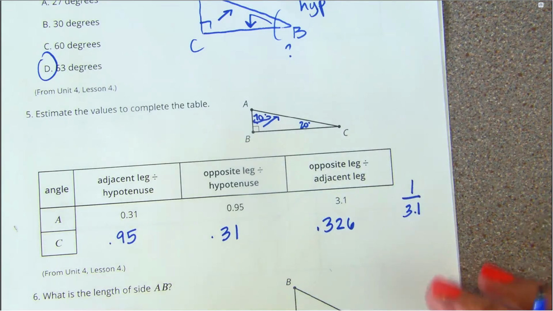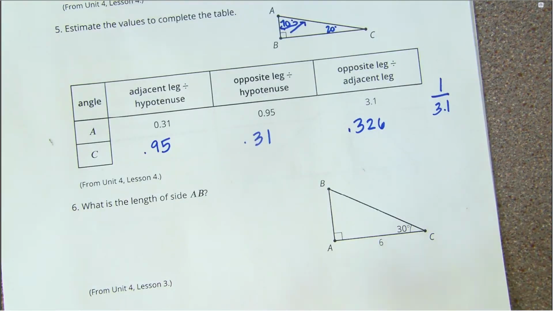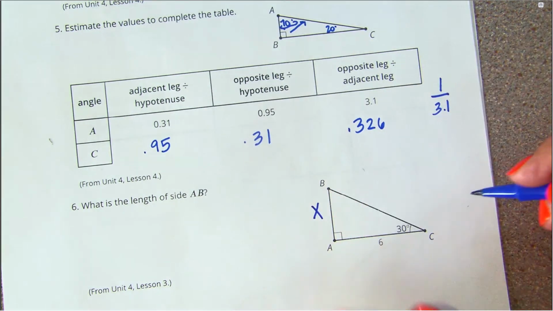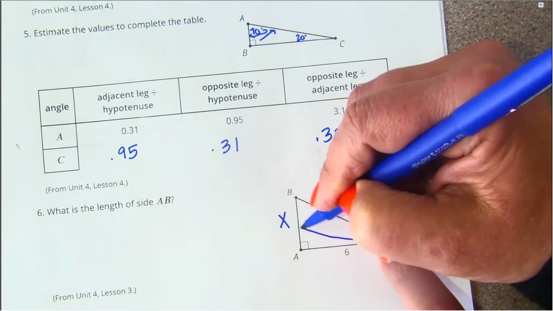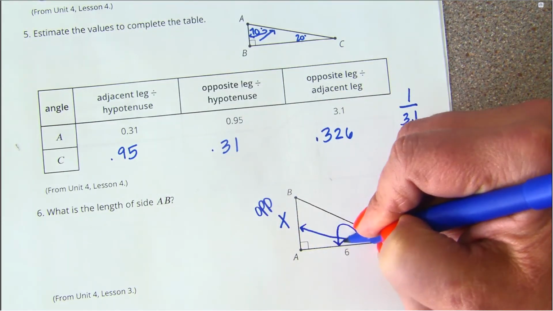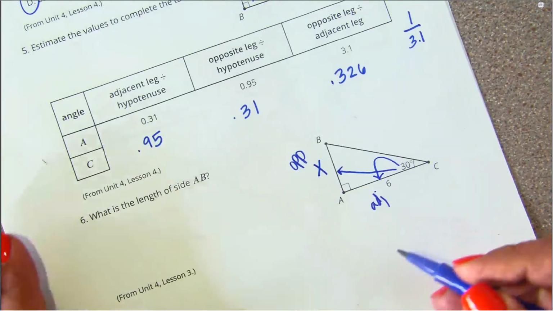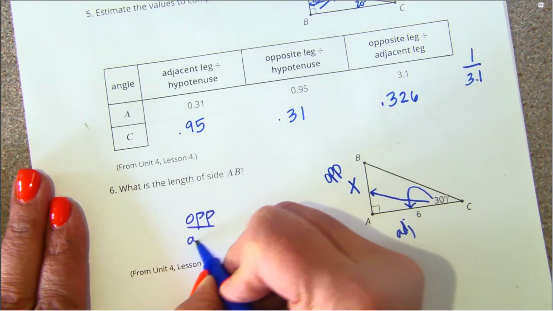Number 6. I think I said last one last time. Sorry, we're doing number 6 too. What is the length of side AB? So I'm trying to find this guy. Now, if I use this 30-degree angle, what is that? That's the opposite. And they gave me this one, which is the adjacent. So I'm just going to write this out a couple of ways. I have opposite over adjacent.